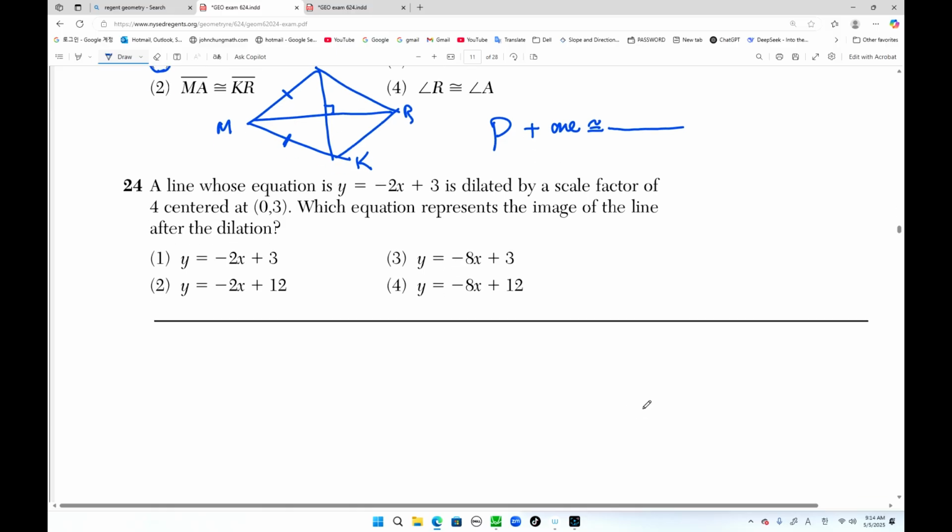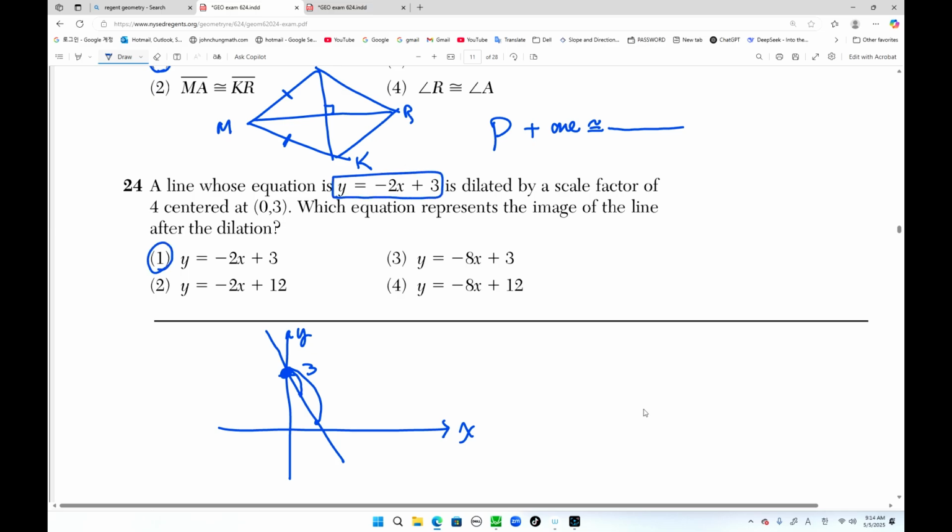Number four. The y-intercept is 3, the slope is negative 2, something like this. The center is over here, 0 and 3 on the line. If you choose this point from here 4 times, it is still on the same line. All the points are on the same line over here. Y equals negative 2x plus 3 is the answer.